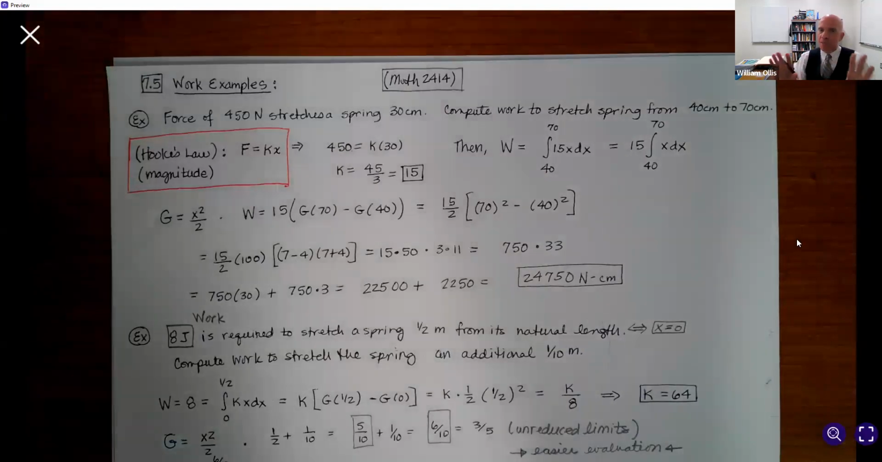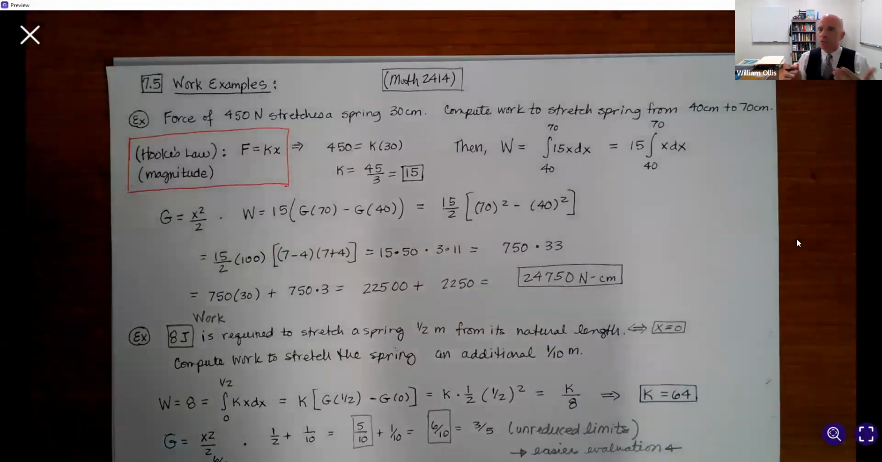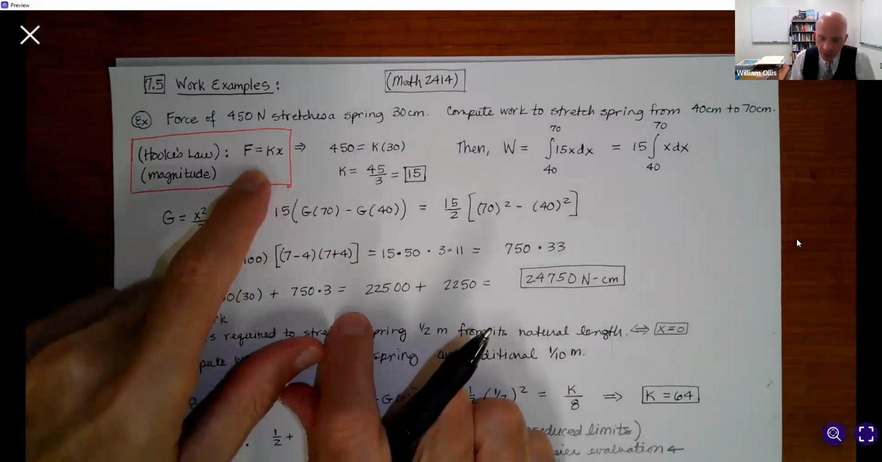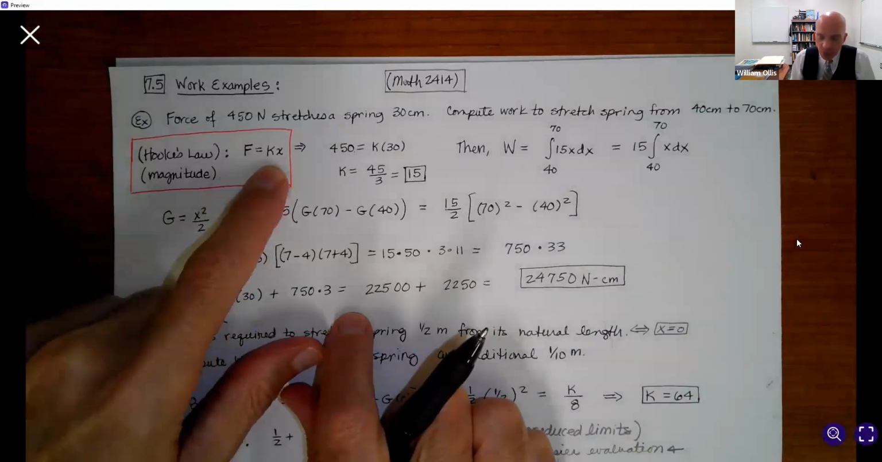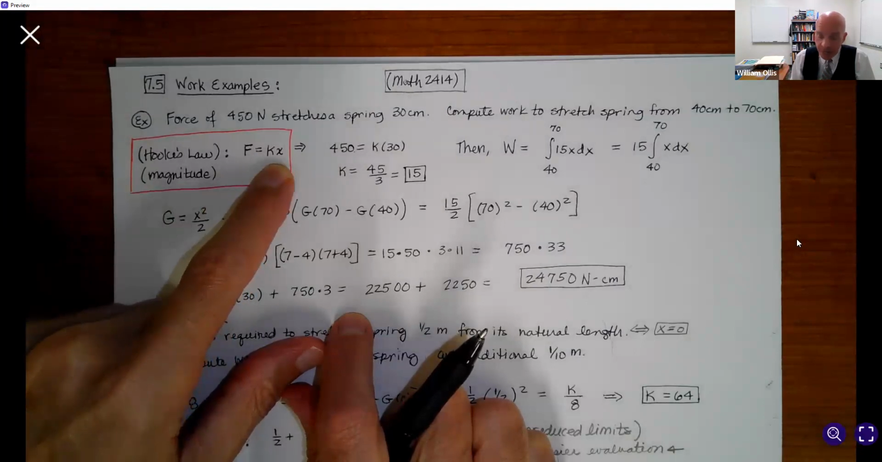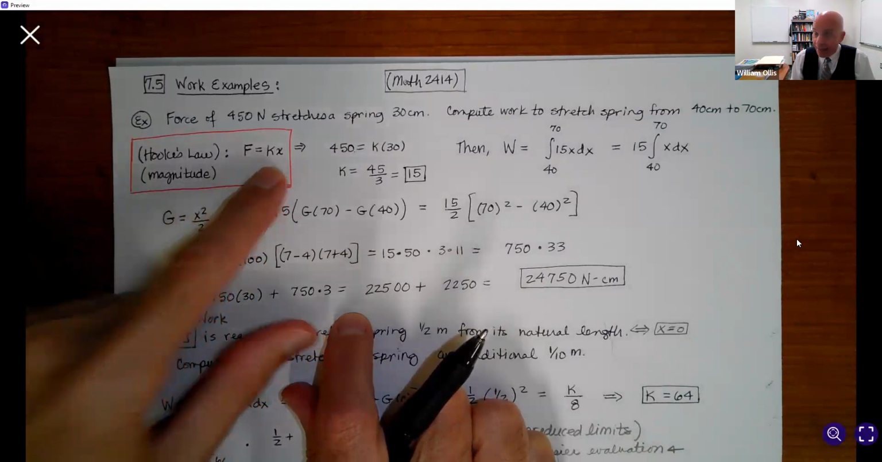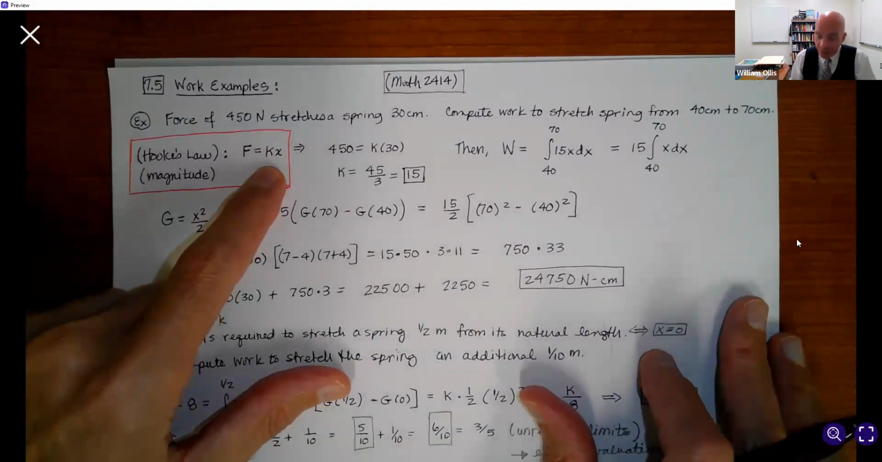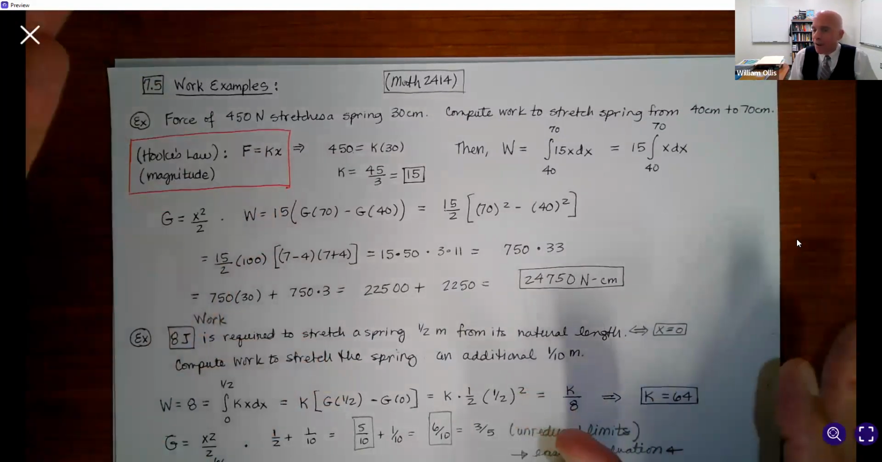In physics, you'll be a little bit more attentive to the concept of vector. So as I've written here, we have force is equal to a constant K times the distance x. So F is Kx. And K is simply a constant that has to be determined. So we just have to be given enough information to determine it.